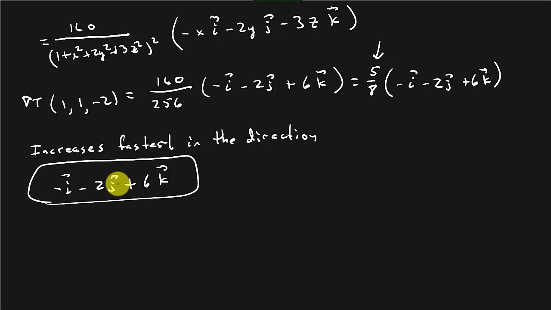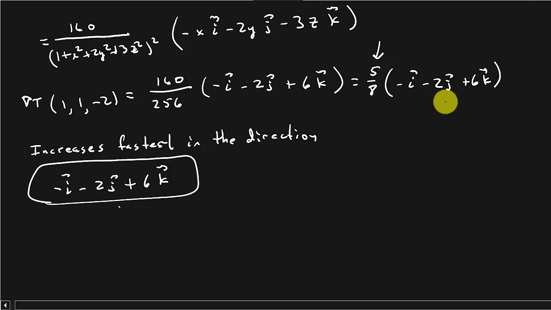Because it's not about the length of the vector, it's the direction of the vector. And this vector and this vector and the unit vector of this one, they're all going in the same direction. Okay?